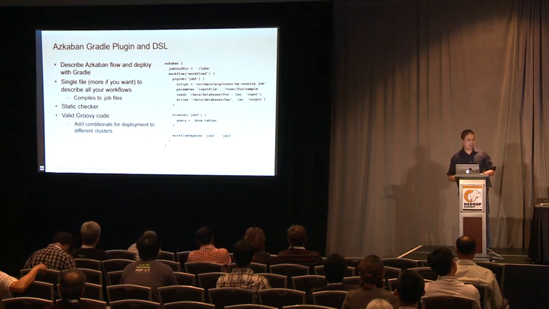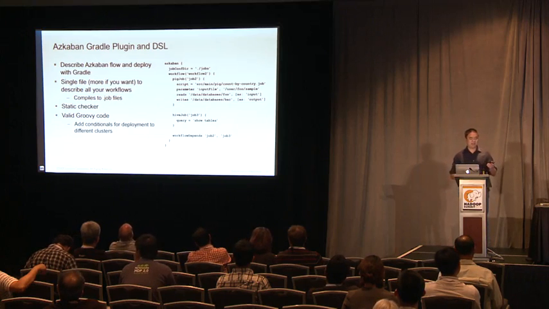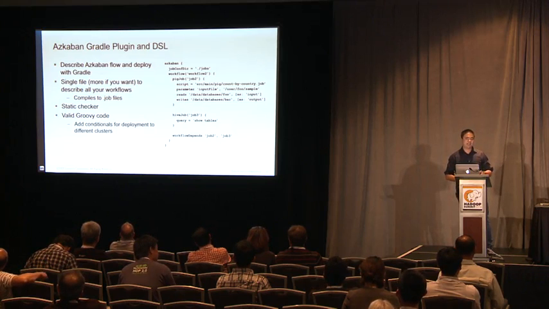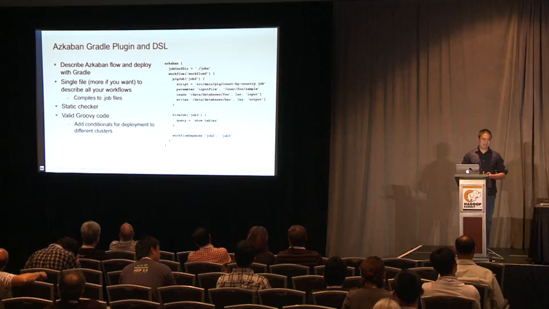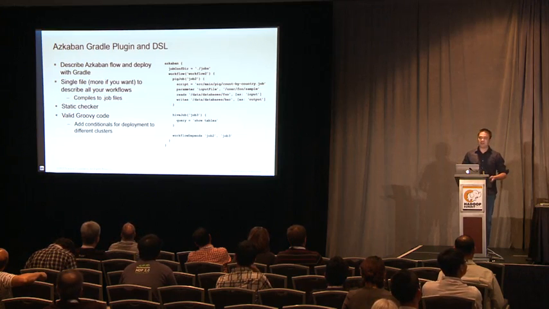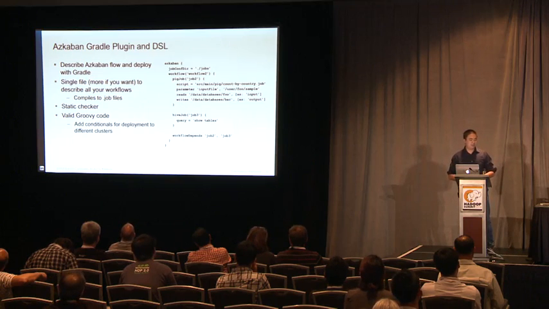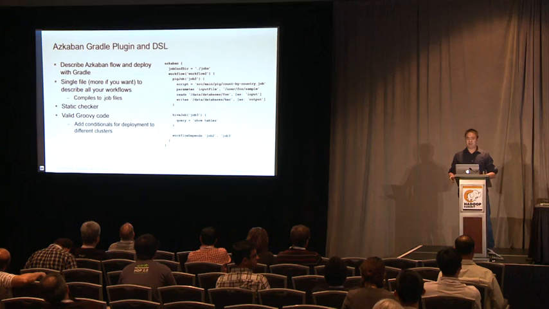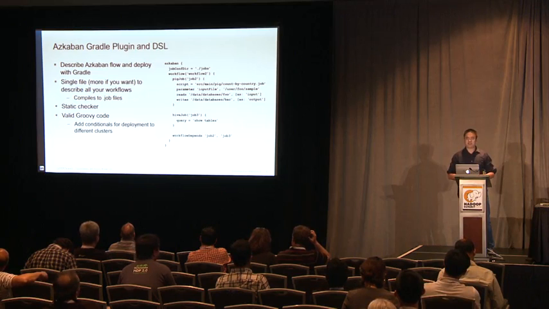In this example, we have the Azkaban configuration, and we define a workflow consisting of a Pig job and a Hive job. We also have a static checker for this plugin, which will statically check your workflow to make sure that you don't have things like circular dependencies, which previously required actually uploading to Azkaban to check. And of course, this is also valid Groovy code, which means that you can add conditionals, for example, if you want to add specific jobs when you deploy to development versus when you deploy to production. This plugin will be open source, so stay tuned for that.